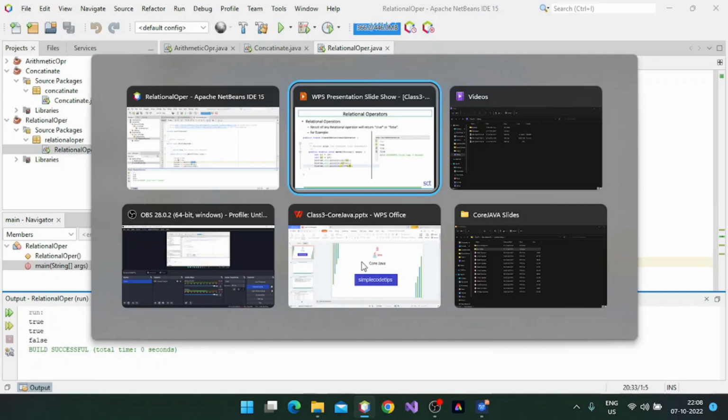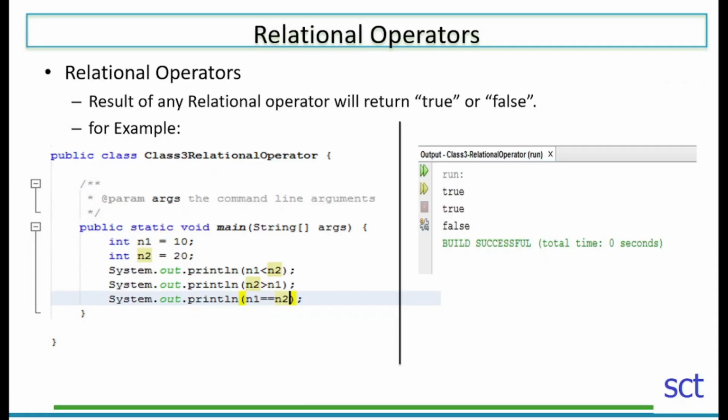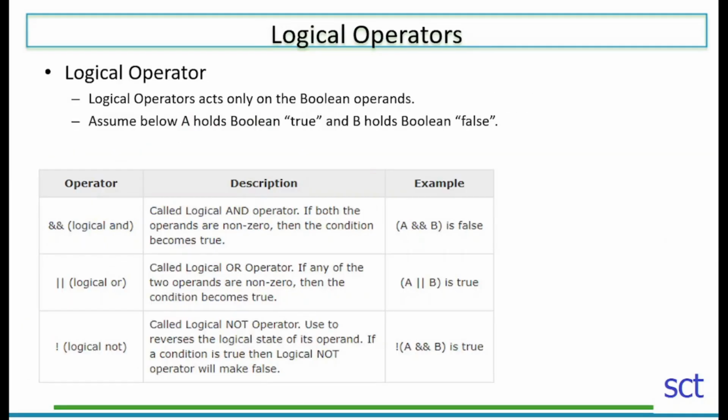Okay. So, let me go to the next type of operator here. Now, we are going to see about logical operators. Logical operators act only on Boolean operands. Okay. And assume that A holds true and B holds the Boolean value false. Okay. If I wanted to do a Boolean operation, two Boolean operands are there, and you wanted to work on these two, then logical operators are used.